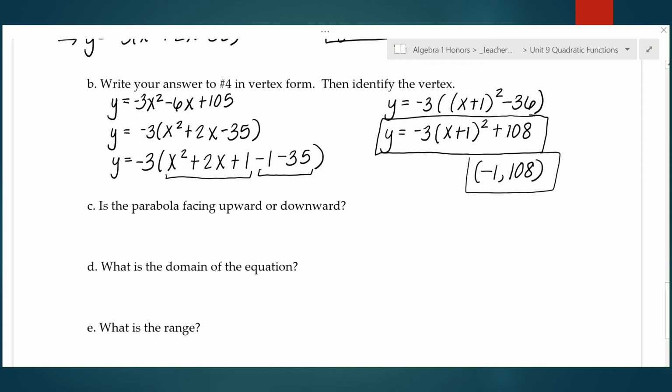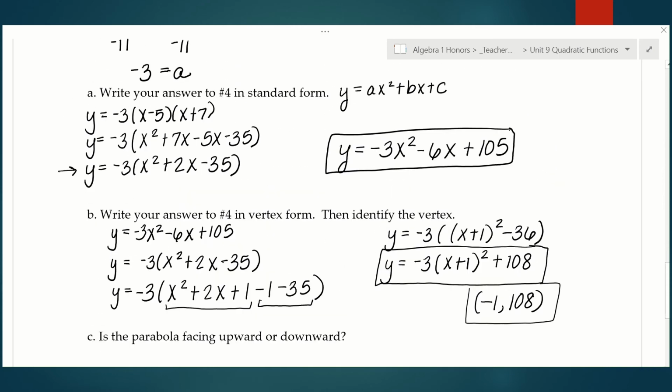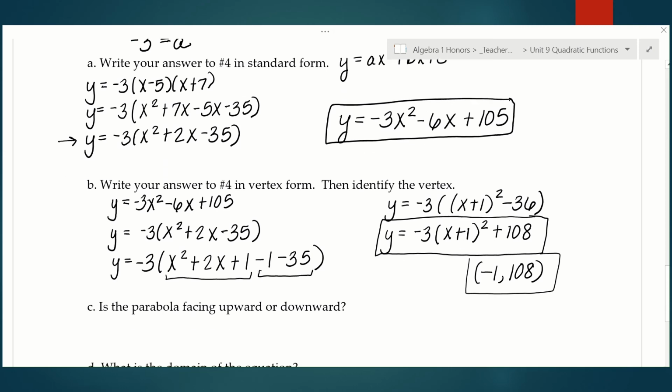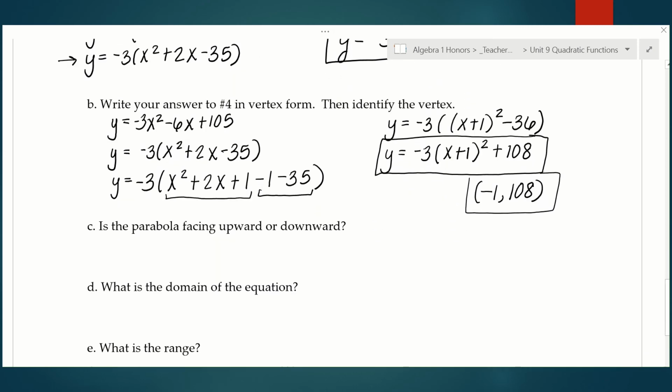Part C, is the parabola facing upward or downward? So I'm pretty sure I said this right at the beginning of this problem. Because we found our a term in the very first part to be -3, or even looking back to when we wrote it in standard form, the a term there is also -3, that means that our parabola is facing downward. Okay, so when your a term is positive, that means it's facing upward. And again, downward means it looks like that.